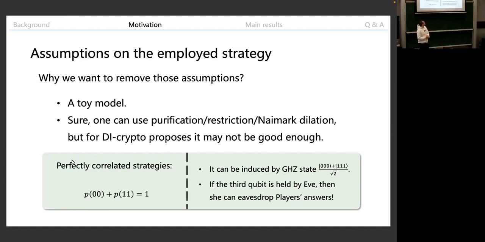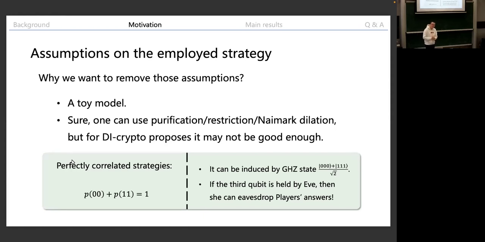It's just to notice that it can be reduced by this GHZ, right? Yeah, so if we look at the marginal state on Alice and Bob, it is of course a maximally mixed state. But on the other hand, if it's a GHZ state itself and the third qubit is held by a third party Eve, then this Eve can eavesdrop on the players' answers all the time, which means their output is not secure because it's predictable. Right? So this is not what we want in crypto, right? So yes, this is just another example.